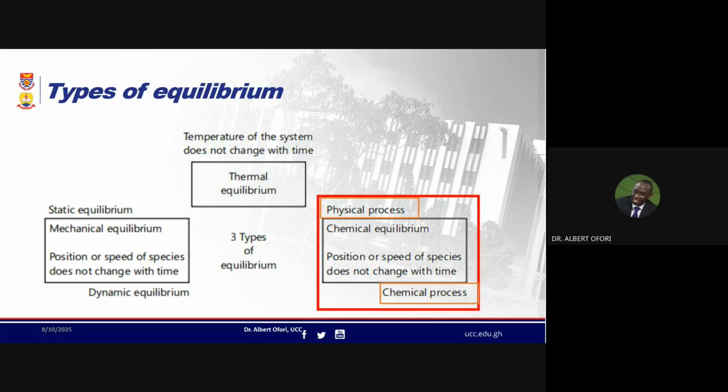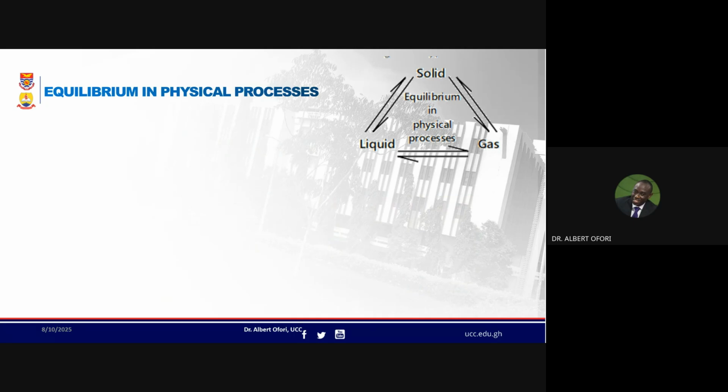If you want to take the chemical equilibrium in terms of the physical equilibrium and then the chemical process, we'll look at, for example, a liquid and a solid, just as I gave in that example. In a liquid and a solid situation, equilibrium can be established, and of course gas and solid and whatever. So in all the physical things that you are experiencing and seeing, you can observe that.